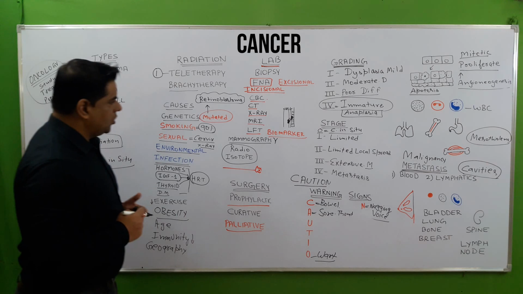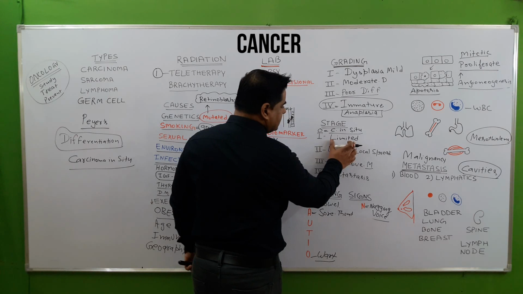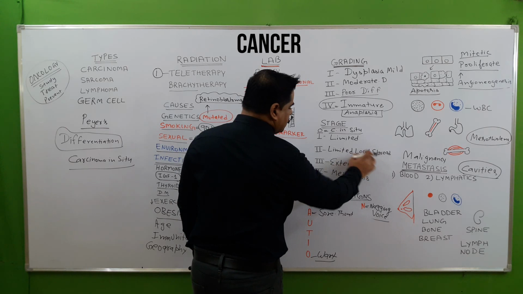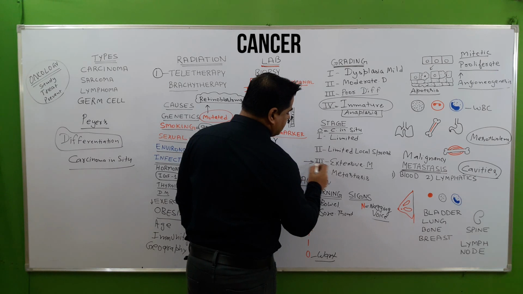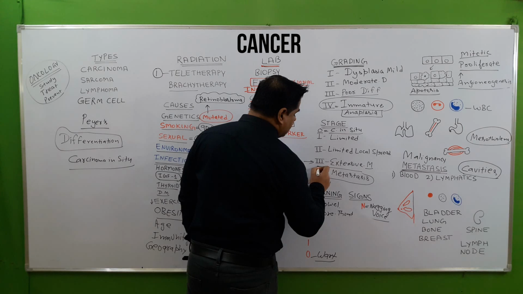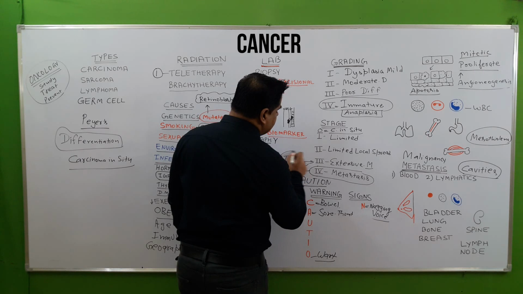So after the staging, the first stage is limited spread, grade 1, stage 1, and stage 2, limited local spread. The cancer is spreading, but maybe it can be present up to here in the axillary area and can be treated by radiation. In the third stage, there is extensive metastasis. The fourth stage indicates clear-cut metastasis, or the invasion of the cancer cells to the nearby neighboring cells or the adjacent cells.